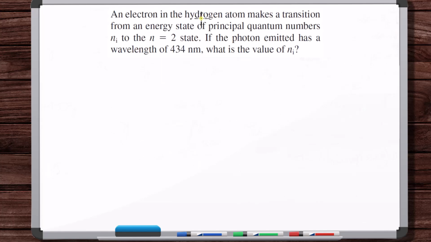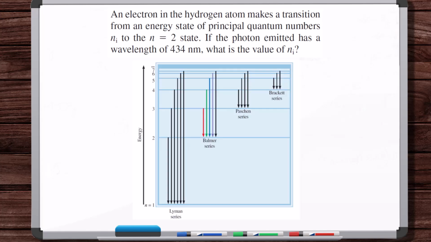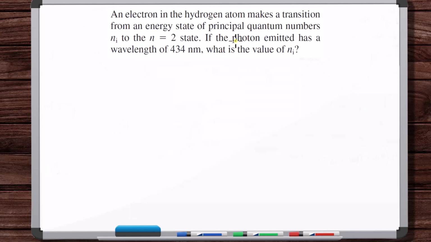An electron in the hydrogen atom makes a transition from an energy state of principal quantum number, some n_i, to the n equals 2 state. So that's the Balmer series, right? All the transitions in the hydrogen atom that go from some n_i to n equals 2. If the photon emitted has a wavelength of 434 nanometers, what is the initial energy level that it came from?